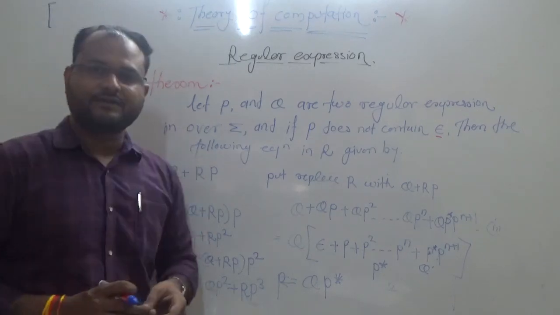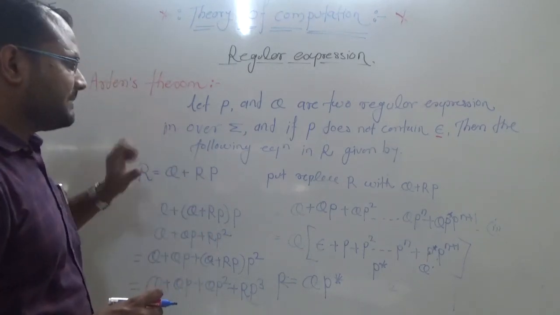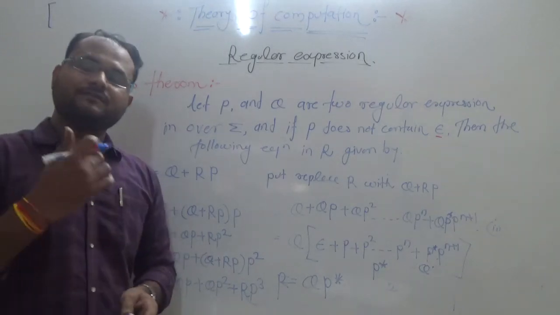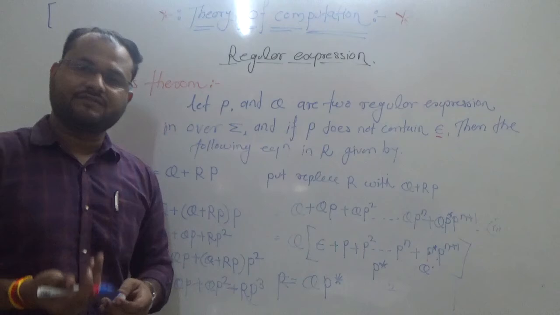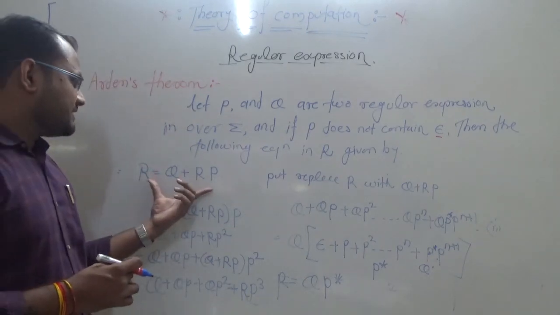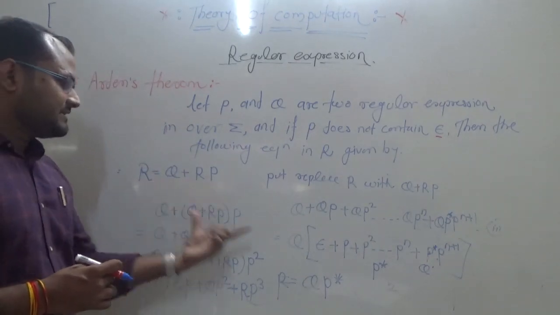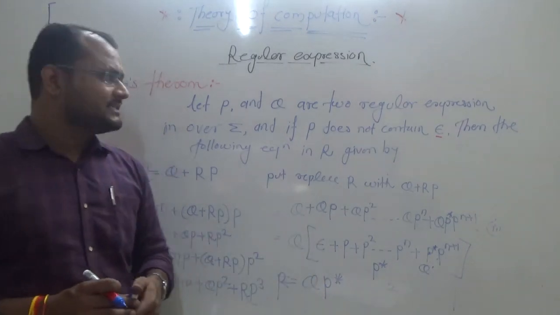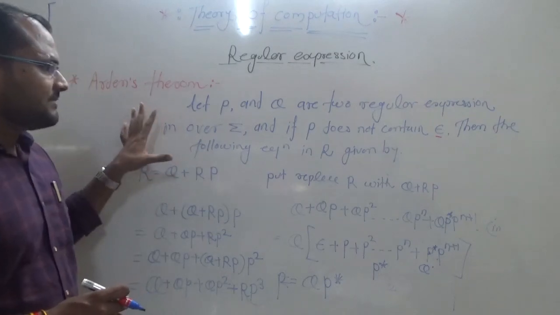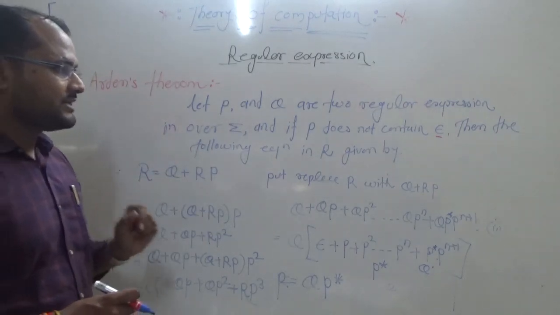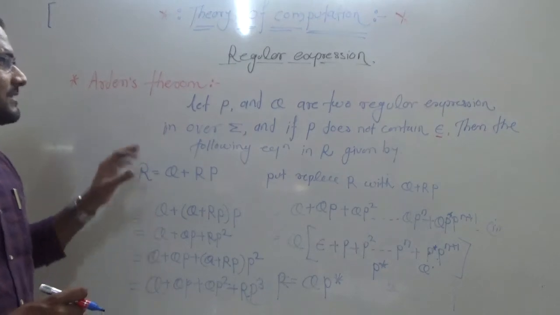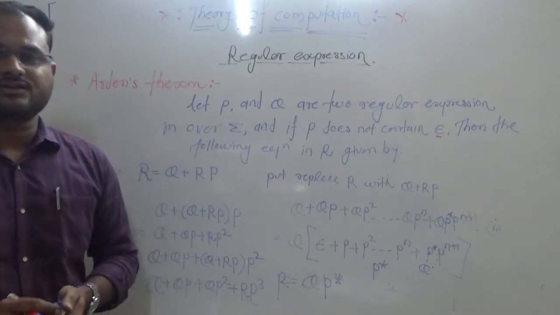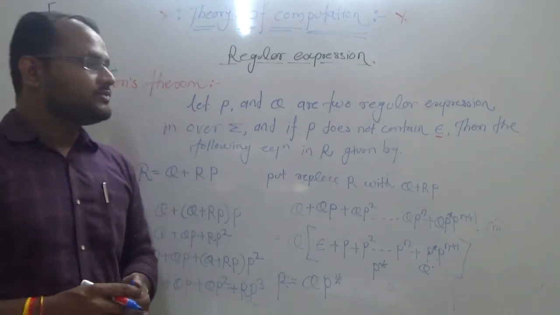In the next solutions, the conversion of FA to RE, we use Arden's theorem to make things simpler. We make equations according to the finite automaton, substitute values into the different equations, and once an equation is in this form, we simplify it according to R = QP* and get the regular expression. This is the most important part for the university exam, because most questions come from Arden's theorem only, such as conversion of finite automata to RE using Arden's theorem.